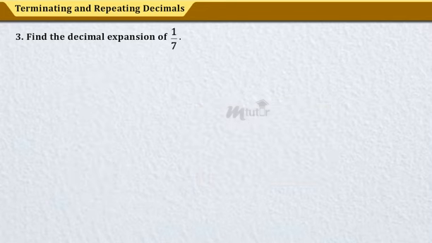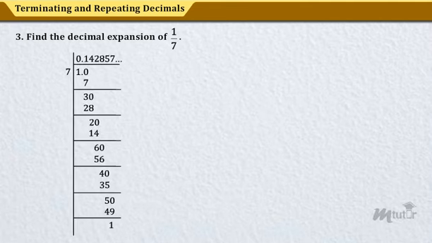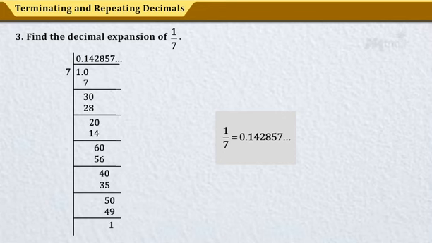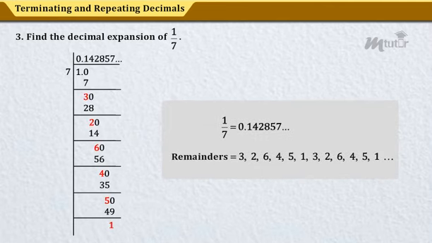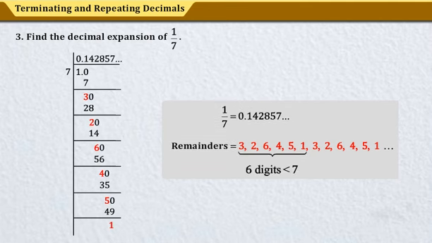Let's find the decimal expansion of 1 by 7. By long division, we have the decimal expansion of 1 by 7, as 0.142857. Considering the remainders obtained at each step, we have the remainders as 3, 2, 6, 4, 5, 1 and so on. Here too, the remainders have started repeating. The number of entries in the repeating string of the remainders is less than the divisor. Thus, if the remainders repeat, then we get a repeating block of digits in the quotient.